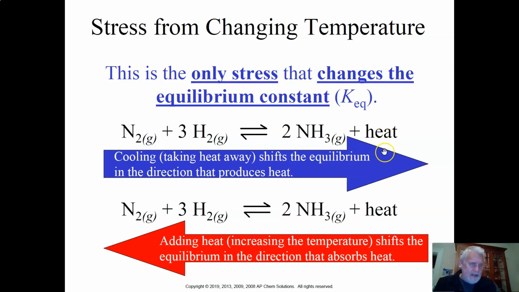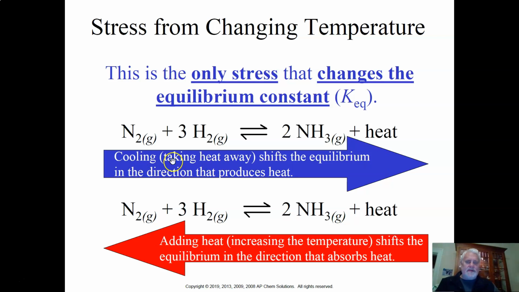Let me explain that. If you're going to remove the heat, that's what you do when you cool it. It's like taking the egg out on the right side. And if you remove some of the product, it'll fill the space. So think of this as being one of the products, but it's energy that you can remove by cooling it. And you leave a space, and it drives the reaction forward.